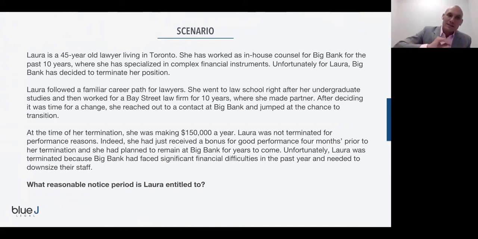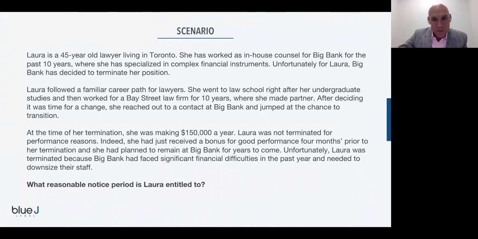So basically, she went to undergrad and law school, 7 years. She worked at this law firm for 10 years. Then she worked at big bank for 10 years. And now big bank is saying, sorry, we have to terminate you. At the time of her termination, Laura's making $150,000 a year. And there's no allegation that she was terminated for performance reasons.